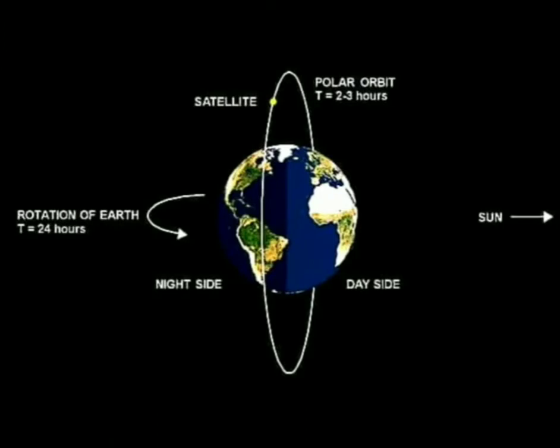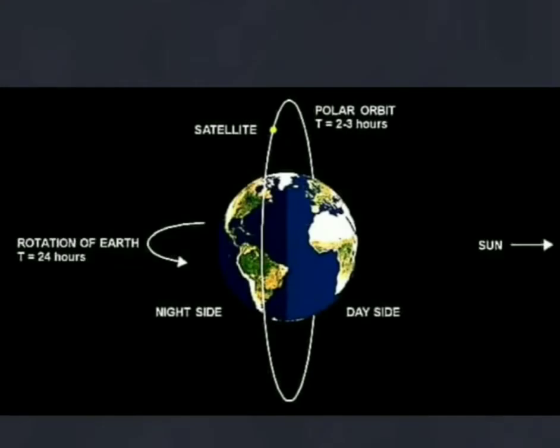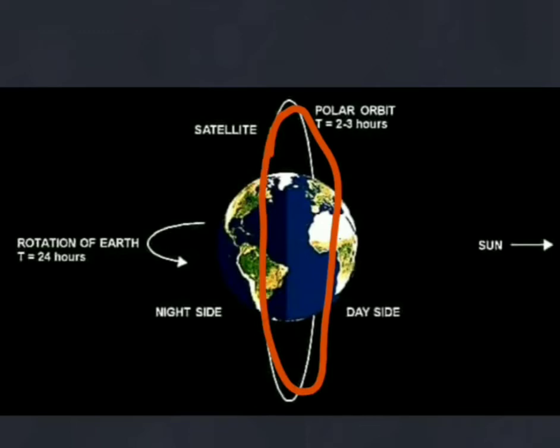Now, next we have to study the polar satellite. Polar satellites are moving around the Earth and they are very close to the Earth. And as the name suggests, polar satellite, it will go pole to pole like this. So it is pole to pole.